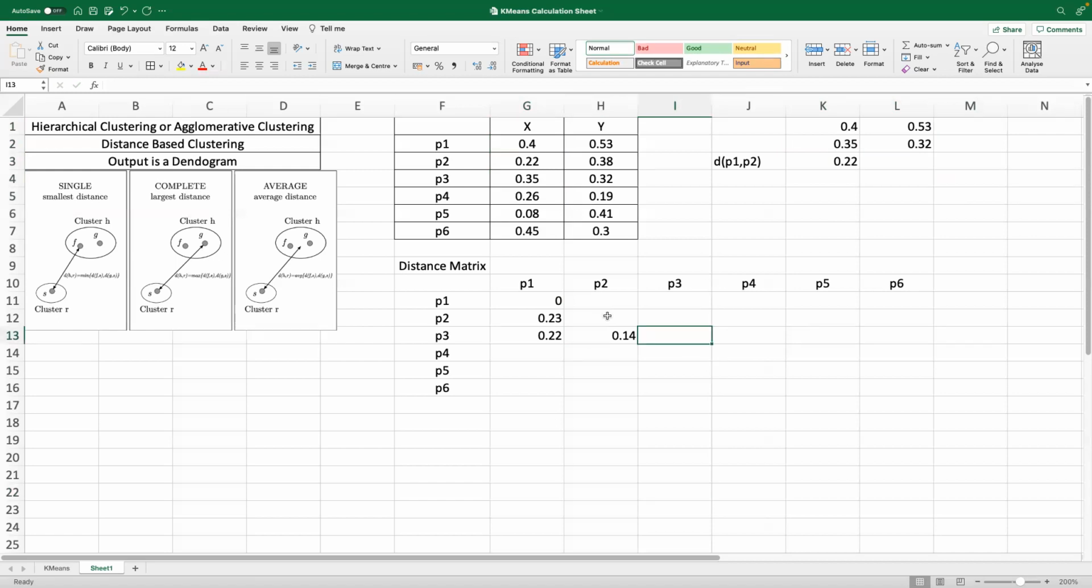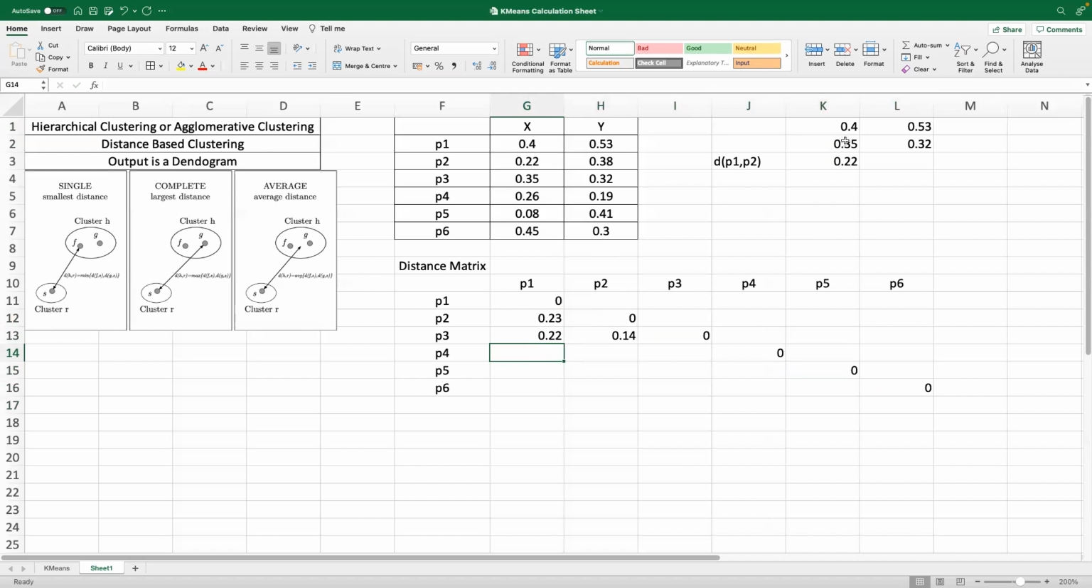P2 to P2 will be 0. P3 to P3 will be 0. P4 to P4 will be 0. P5 to P5 will be 0. And P6 to P6 will be 0. Right? And then we'll populate the rest of the distances by calculating the value.